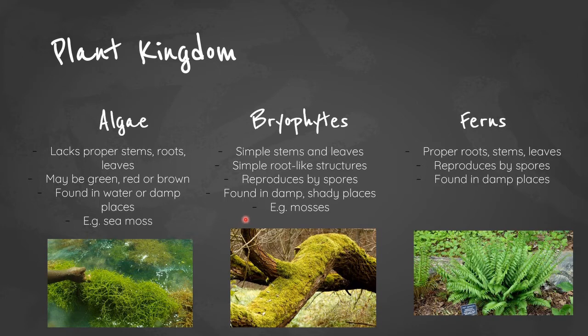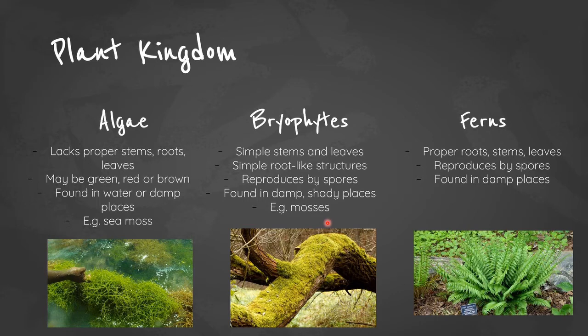Now we're going to go to the next group, bryophytes. So bryophytes have simple stems and leaves, and also simple root-like structures. They tend to reproduce by spores. Which group of living organisms also reproduces by spores? If you said fungi, you're absolutely correct.